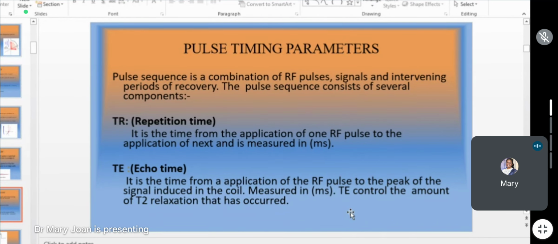And a pulse sequence is a combination of RF pulses, signals, and intervening periods of recovery. The pulse sequence consists of several components. TR is the repetition time. It is the time from the application of one RF pulse to the application of the next and is measured in milliseconds. TE is the echo time. It is the time from the application of the RF pulse to the peak of the signal induced in the coil, measured in milliseconds. TE controls the amount of T2 relaxation that has occurred.